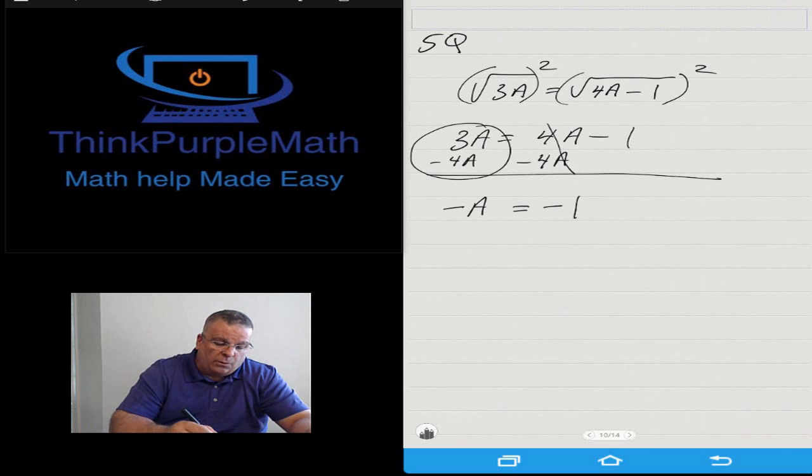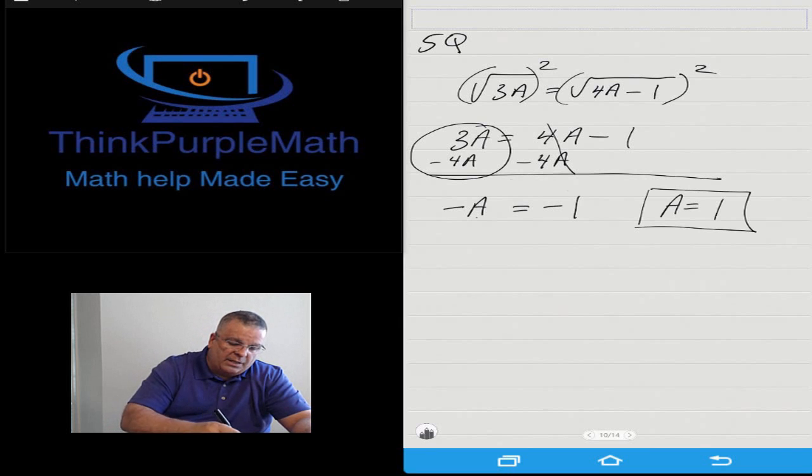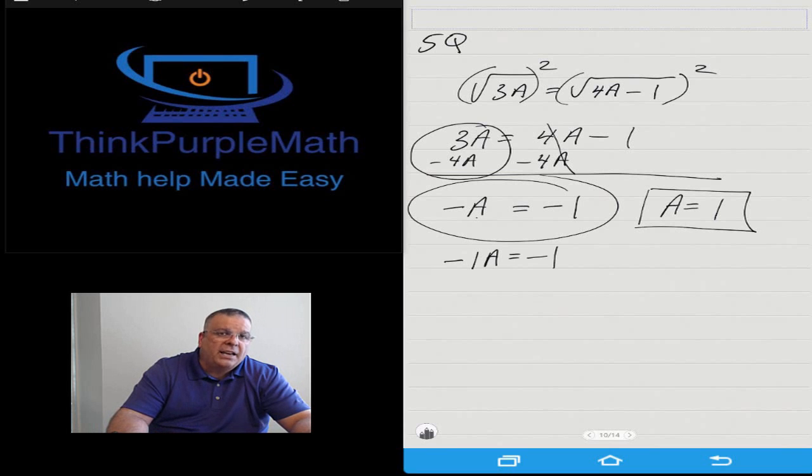So my students, after a while, will be able to handle this part very easily. If we know that negative a is negative 1, then we'll know that positive a is positive 1. We simply flip it. And for those of you that are new or have not seen this, I'm going to rewrite this here that's in the circle. That's a negative 1a is equal to negative 1. So there's an implied negative 1 there.